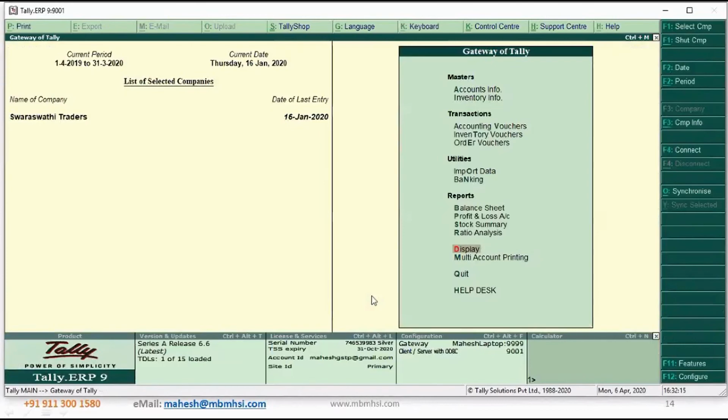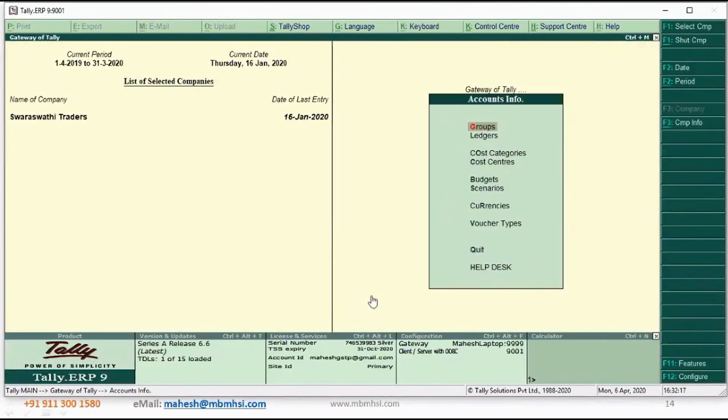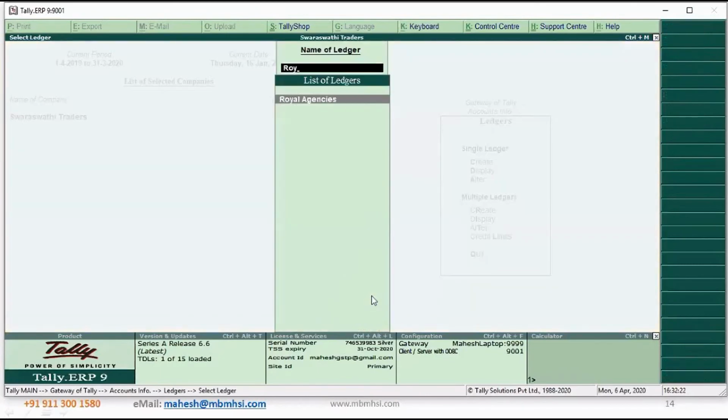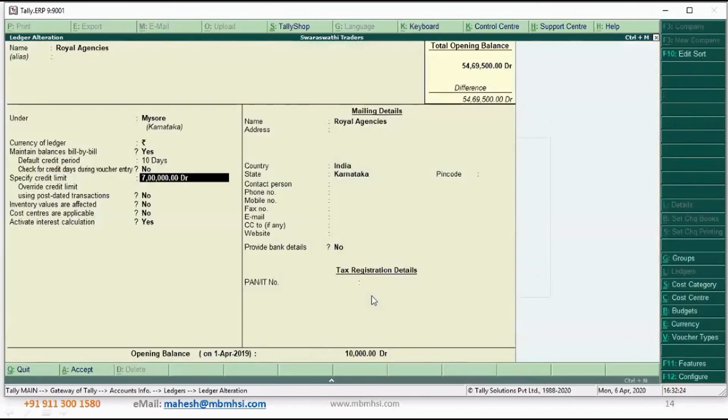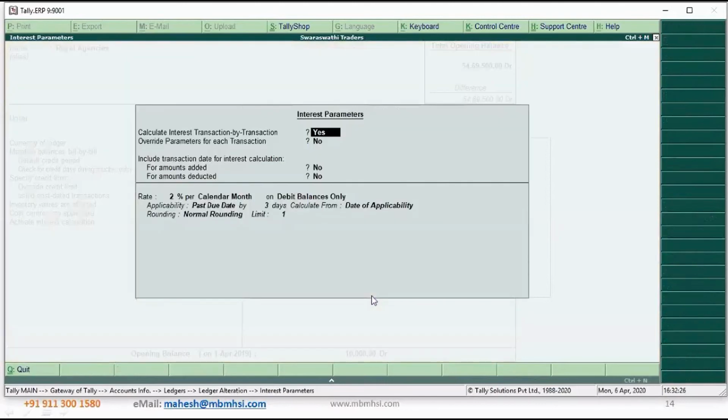So one more thing in the advanced parameters of interest calculation. For example, I'm saying override parameters for each transaction. So if I'm accepting this, override even the advanced parameters, because we are using the advanced parameters here. Do you want to override even the advanced parameters like grace days, calculation applicability, rounding off? These are all the advanced parameters.